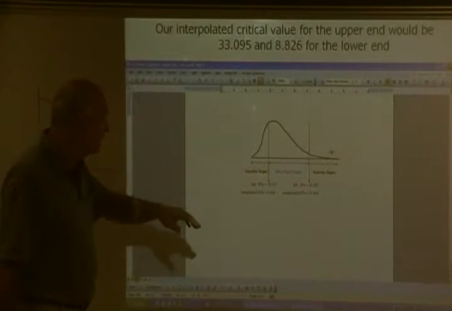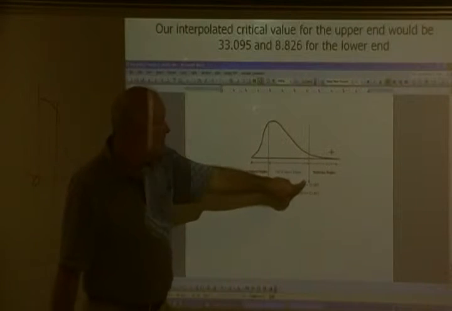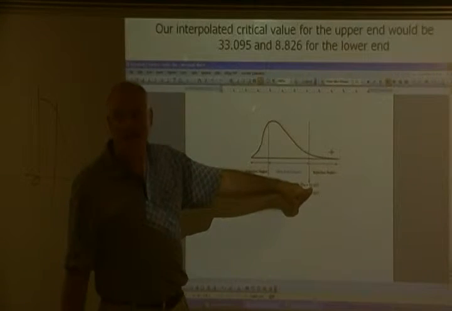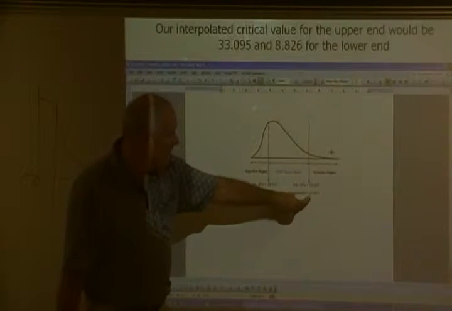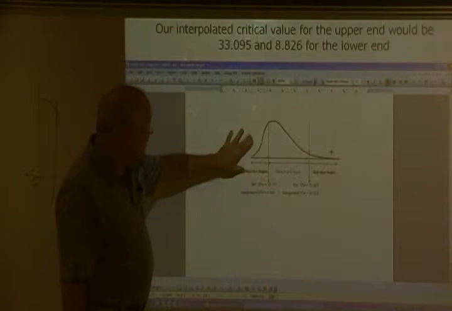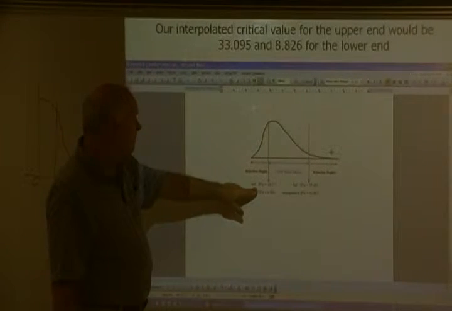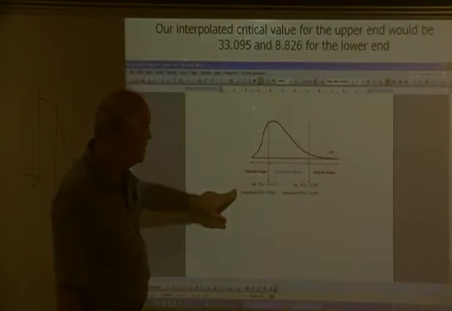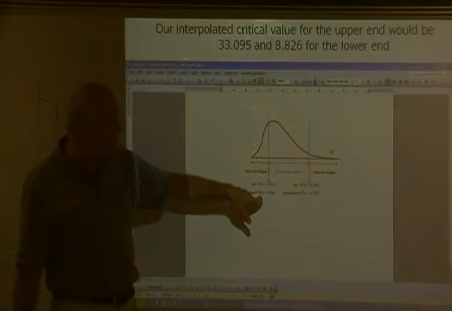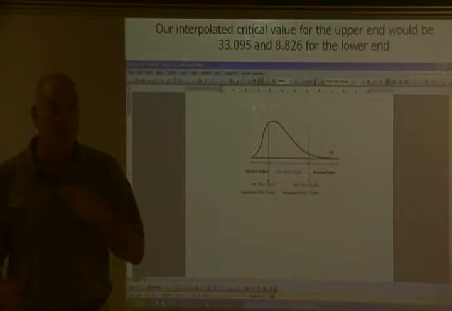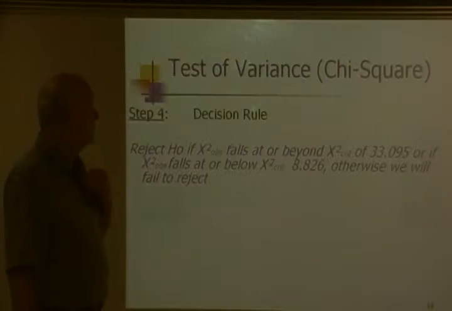So we look on our chart, we can see at the upper end, the larger of the two critical values is 33.687, but the interpolated value is 33.095. On the lower end, up here, you see the larger of the two critical values is 10.117 versus the interpolated value of 8.826. Now, this will be significant as we move forward with this.